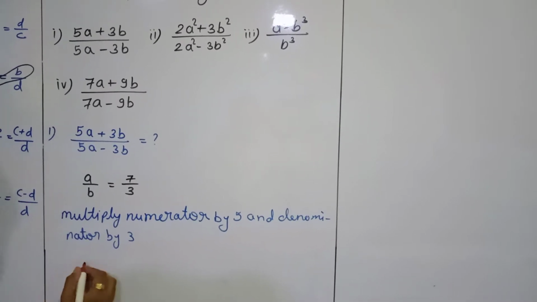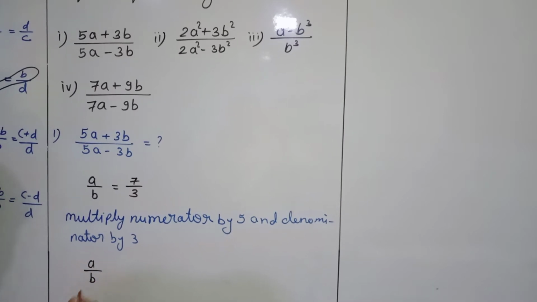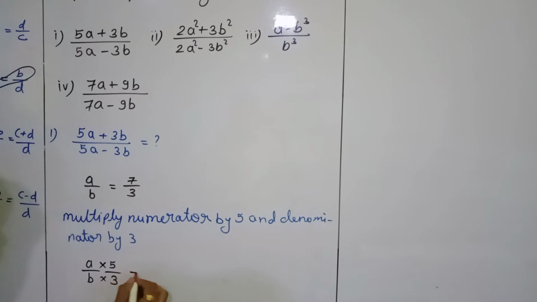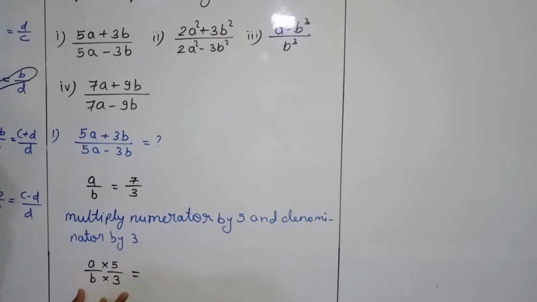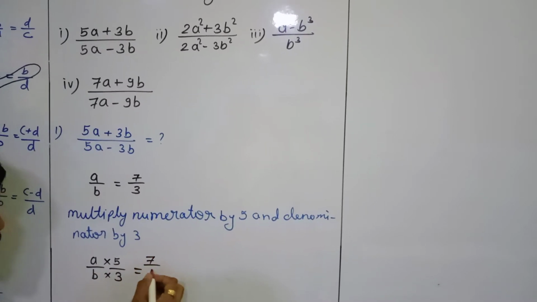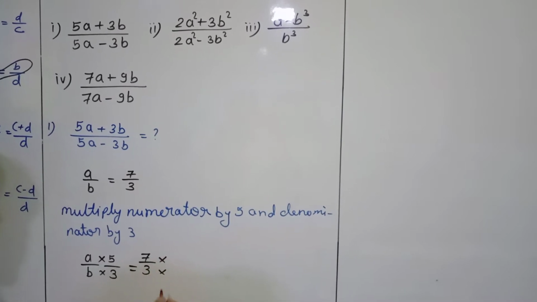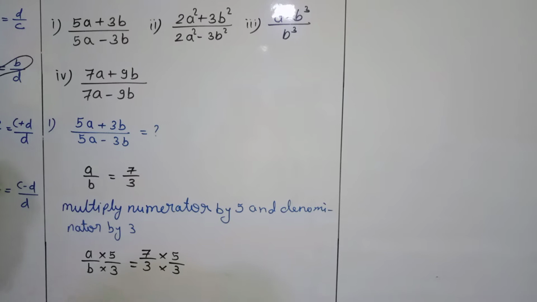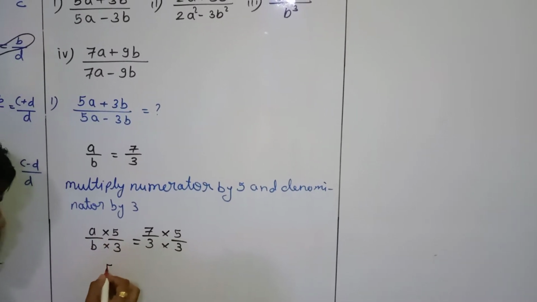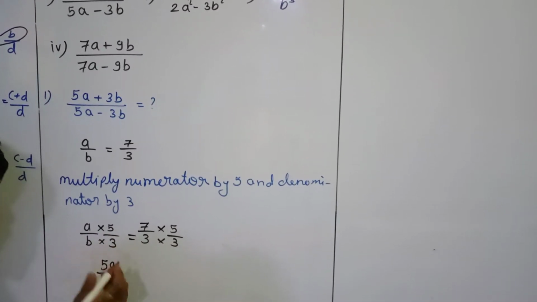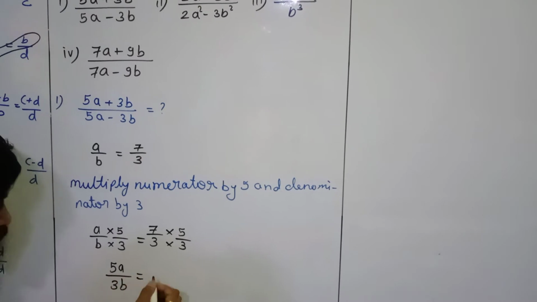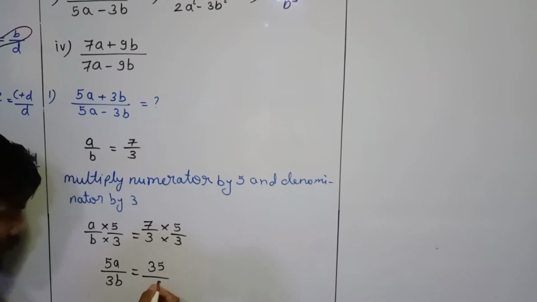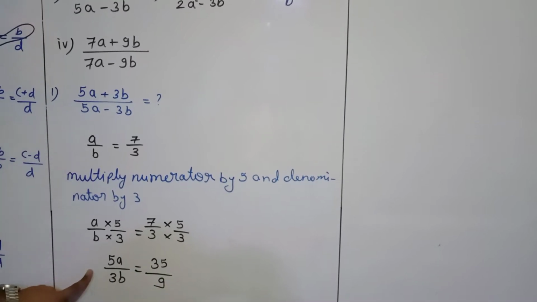So it will become A upon B, with A multiplied by 5 and B multiplied by 3. And what we do to the left hand side, we have to do the same to the right hand side. So 7 into 5 and 3 into 3. What do we get? 5 into A, 5A upon 3 into B, 3B is equal to 7 5s are 35, 3 3s are 9. This we got.